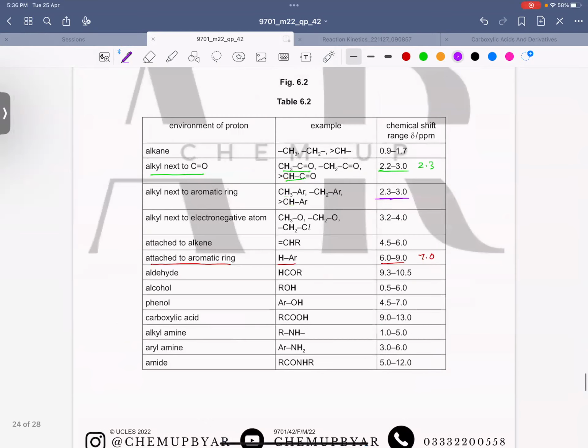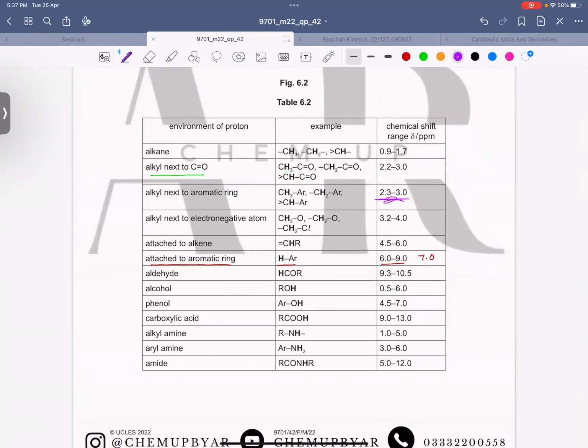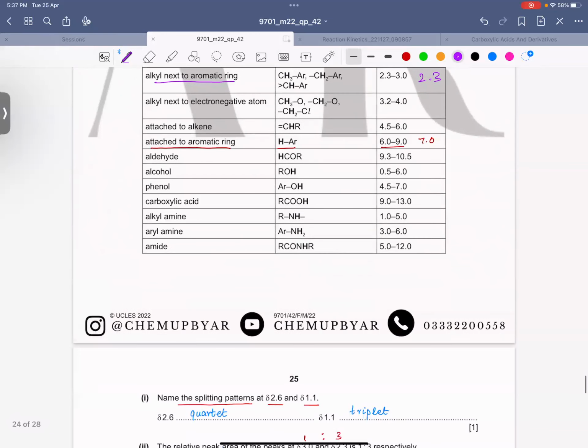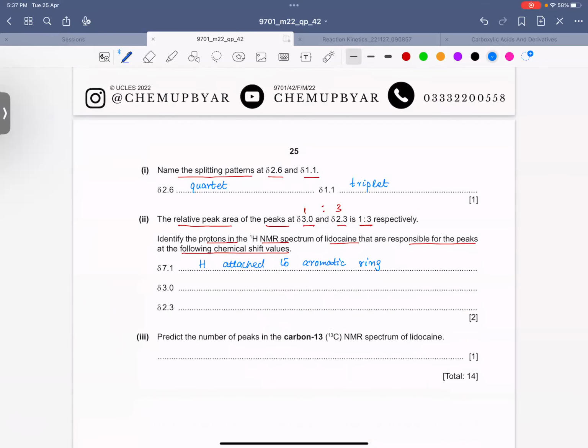So basically 2.3 is this one, because it is alkyl next to aromatic ring, and 3.0 is this one because alkyl next to C double bond O. The ratio of their heights helps us to identify. So over here, alkyl next to carbonyl, and over here alkyl next to aromatic ring. Is this clear?